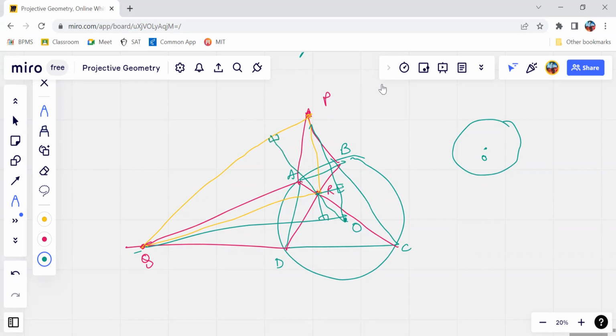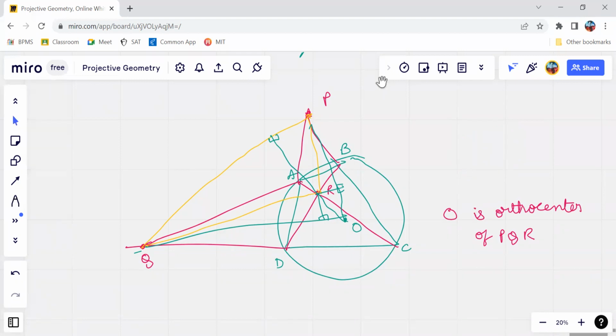And what does this mean? R is the orthocenter of the triangle POQ. Yes, or to maintain symmetry, you can say that O is the orthocenter of PQR. It doesn't matter because R is also the orthocenter of POQ. And it's more obvious because we're used to looking at orthocenters inside a triangle.